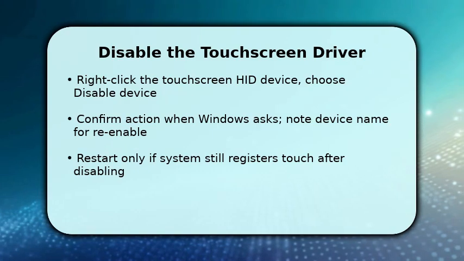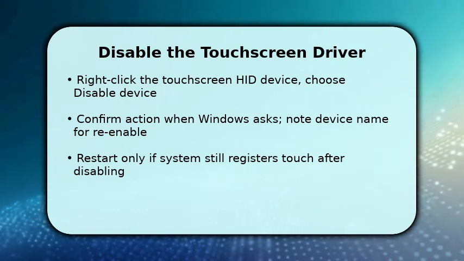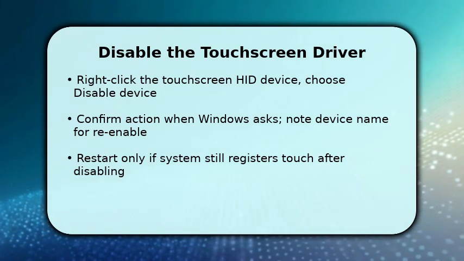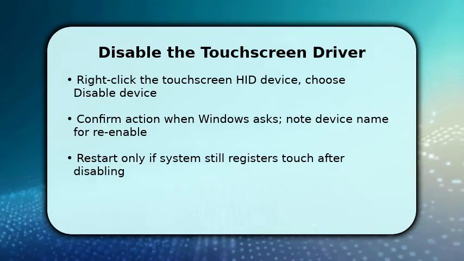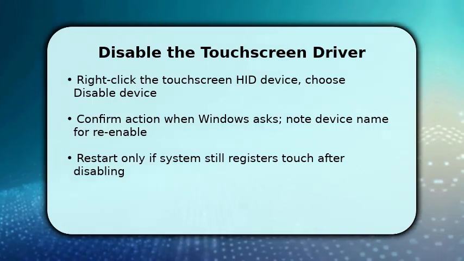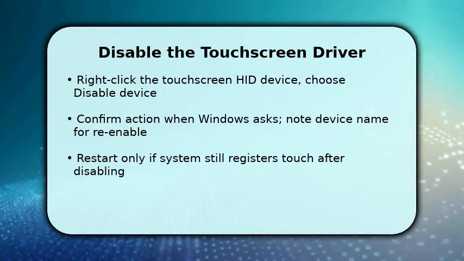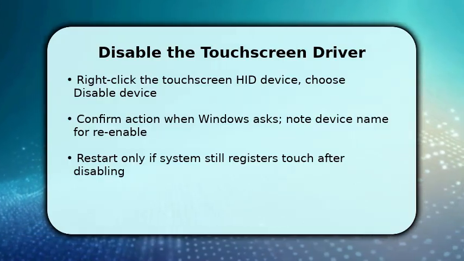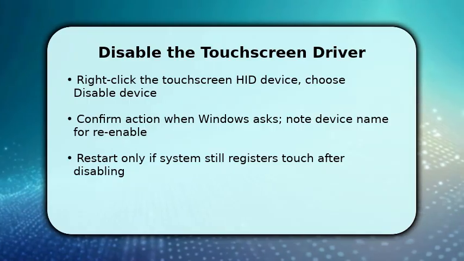Now disable the driver. Right-click the identified touchscreen HID entry and choose Disable Device. Windows will ask you to confirm, accept it. You do this because disabling the driver stops the touch controller from sending input without uninstalling it. Once disabled, test the screen.